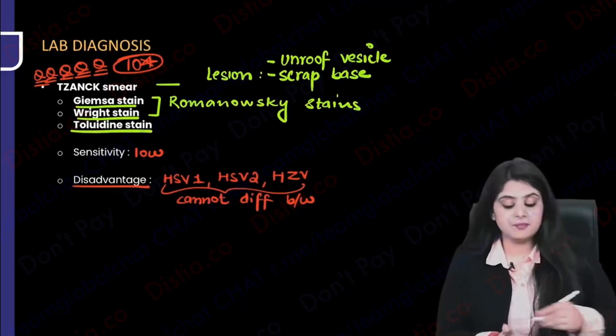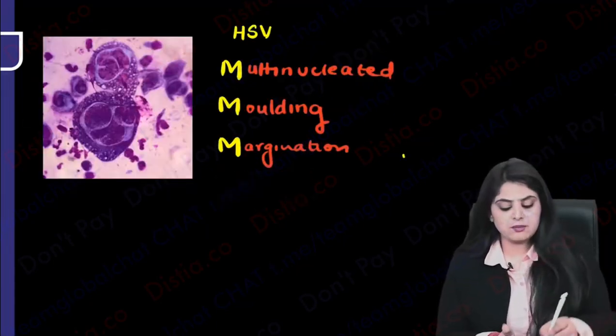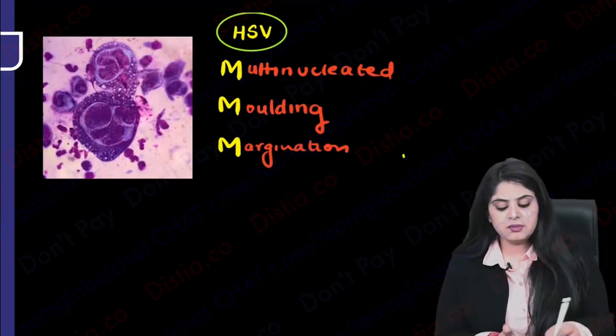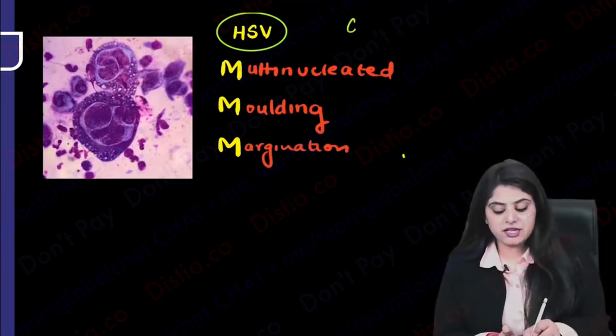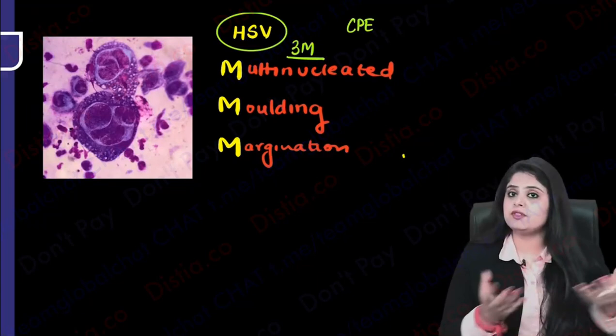And what are you going to see? That is the question. I'm not going to tell you that. We already know. I've told you in the previous chapter. What do you see in herpes simplex or herpes zoster virus? What is the cytopathic effect? I told you, you see the 3 M's. What are the 3 M's? We'll quickly repeat. Same slide from the previous chapter.